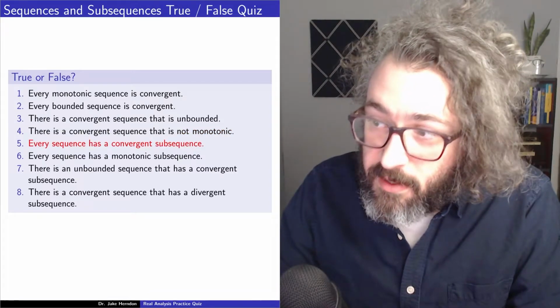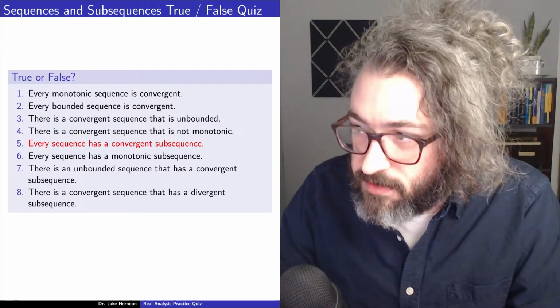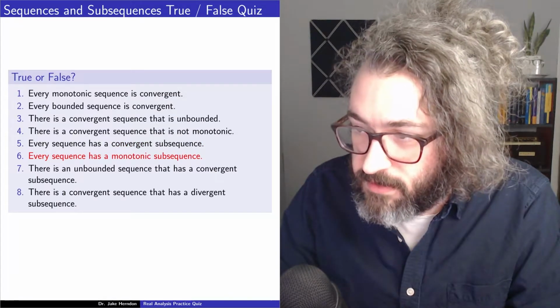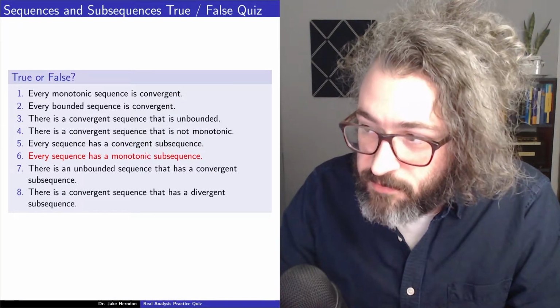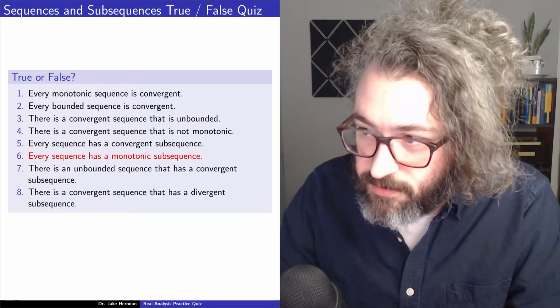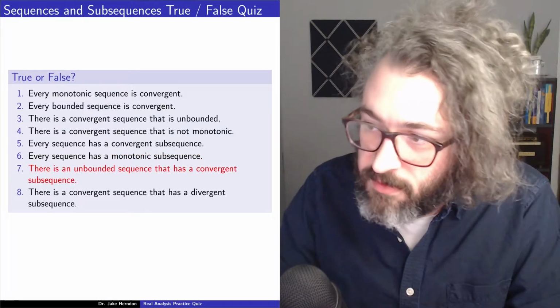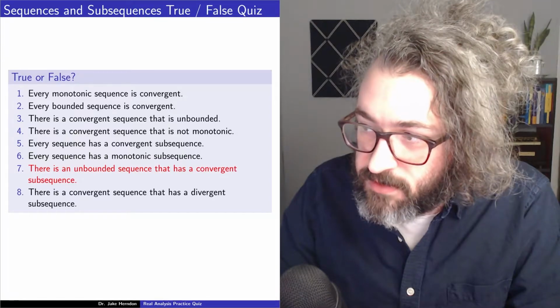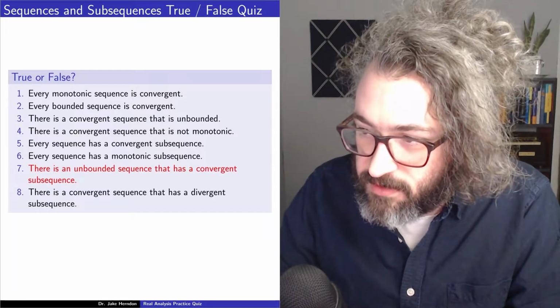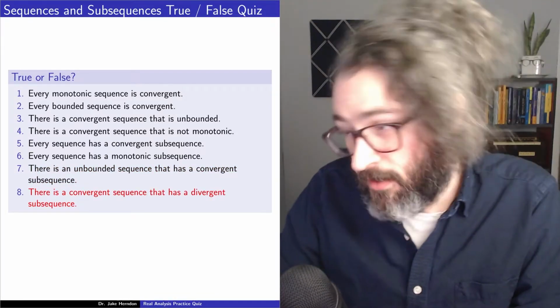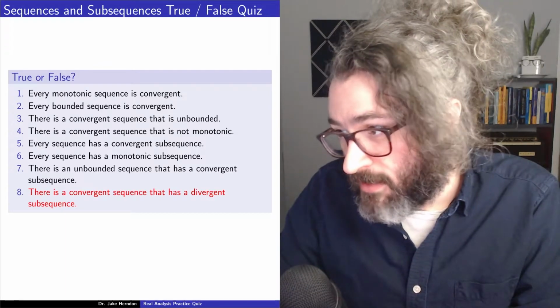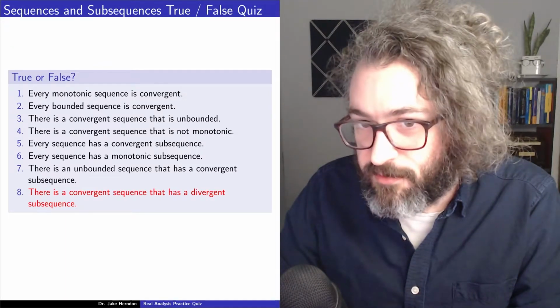5, every sequence has a convergent subsequence. 6, every sequence has a monotonic subsequence. 7, there is an unbounded sequence that has a convergent subsequence. And 8, there is a convergent sequence that has a divergent subsequence.